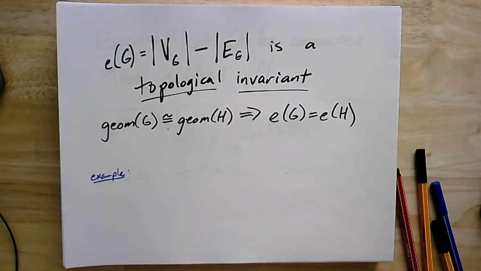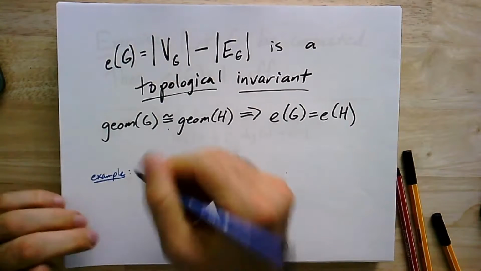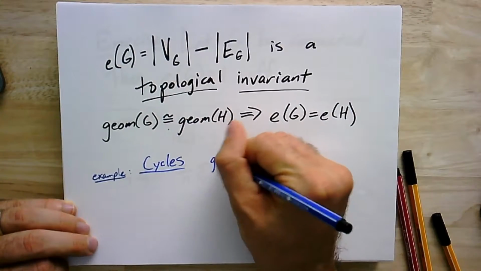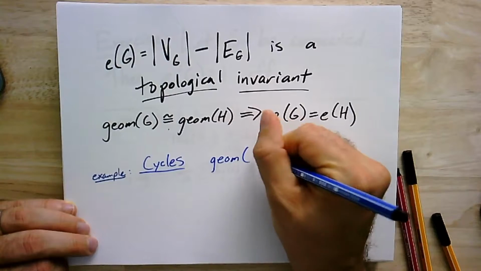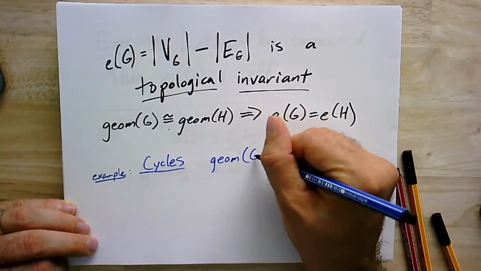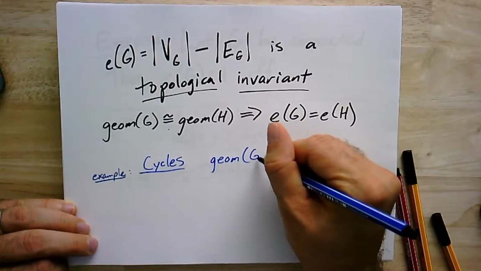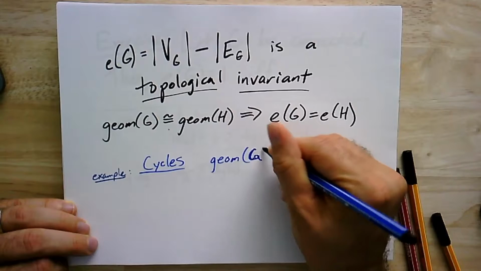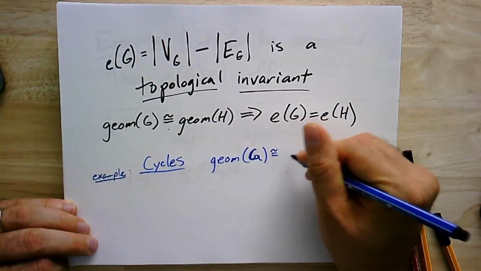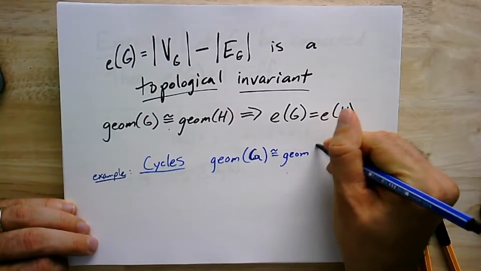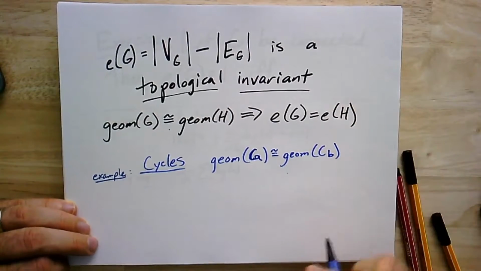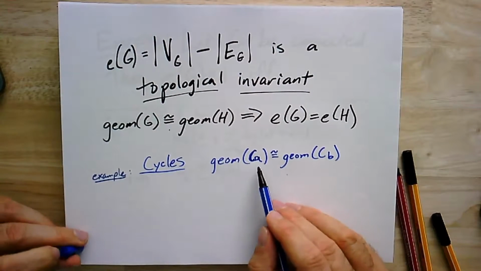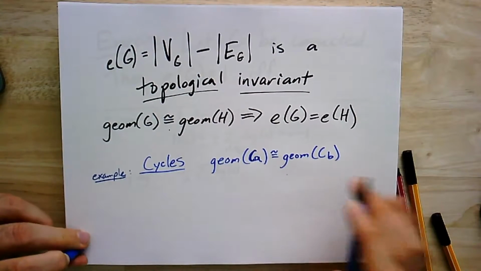So let's do some examples. How about cycles? Let's say I have a cycle, C sub A. This is a cycle with A edges. This, of course, is homeomorphic to the geometric realization of a cycle with B edges for any A and B, as long as A and B are at least 3 here, because all the cycles are homeomorphic to a circle, so they're homeomorphic to each other.